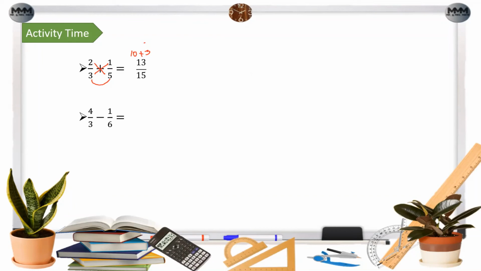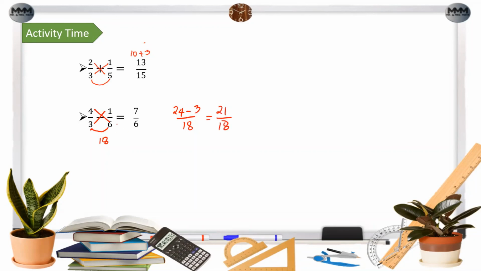4/3 minus 1 over 6. Okay, the answer is 7 over 6. So we have, okay, since 3 times 6 is 18, so we have 18, then we multiply it. This is 24 minus this one, 3. So 24 minus 3 is 21 over 18.